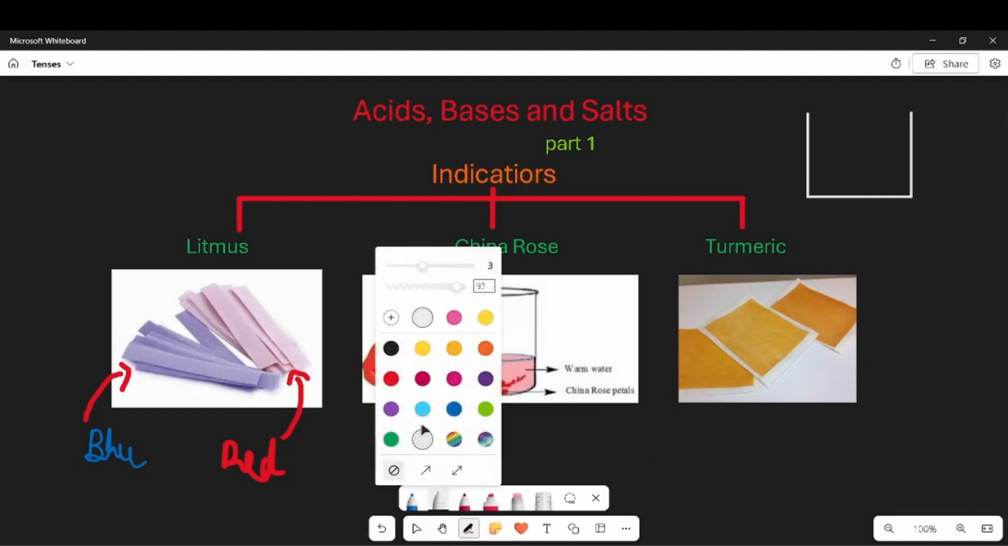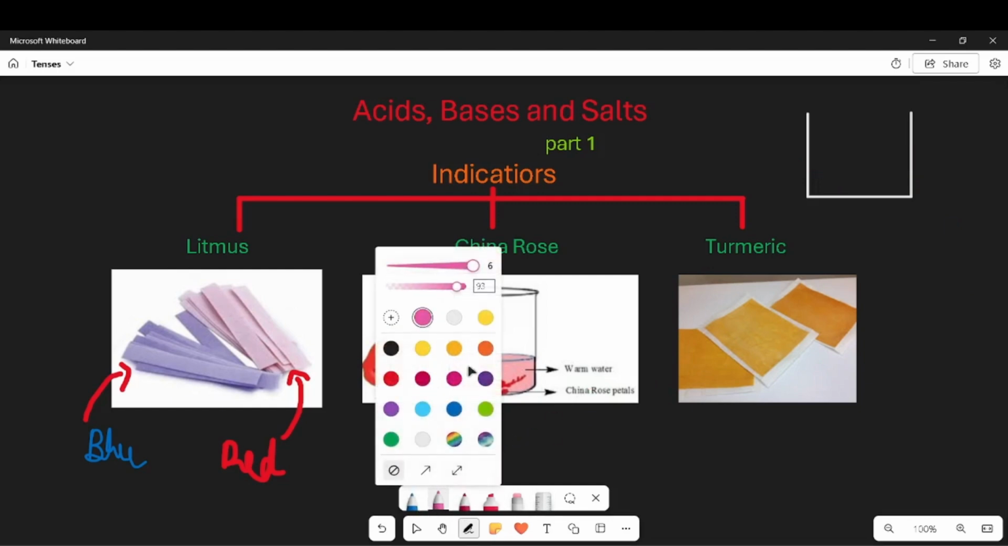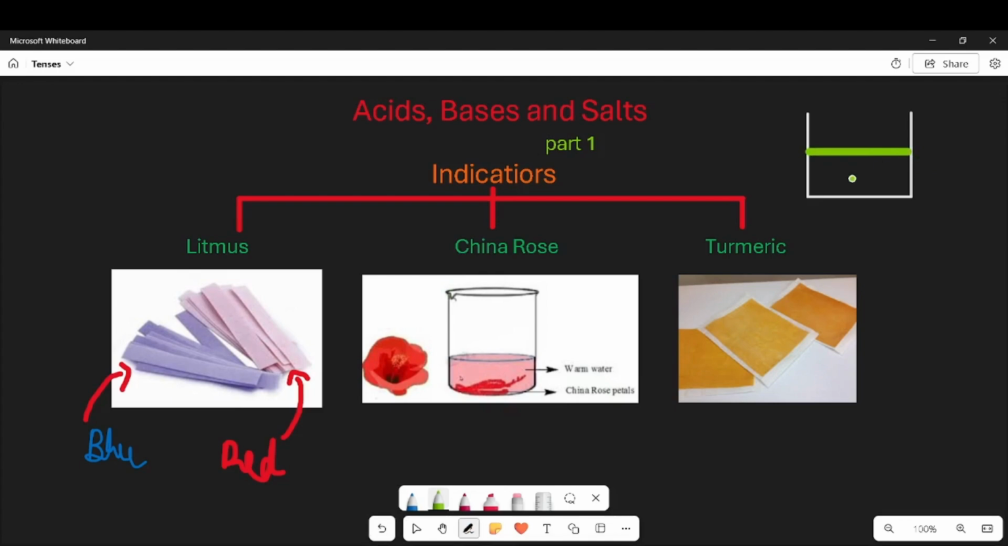Okay. Now the pink China rose is pink. And now we have to put a base, let's say NaOH. Now when we put sodium hydroxide, which is NaOH, the solution will simply turn green, somewhat light green. So our solution would look something like this, green color. So that's what happens when you put a base in a China rose indicator.